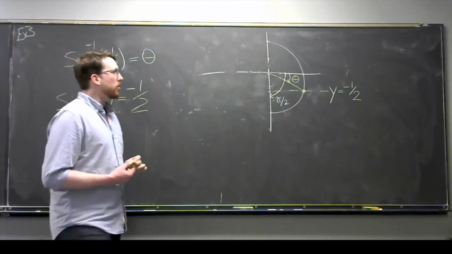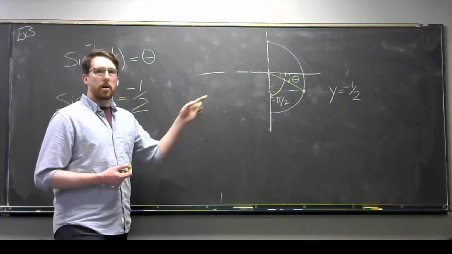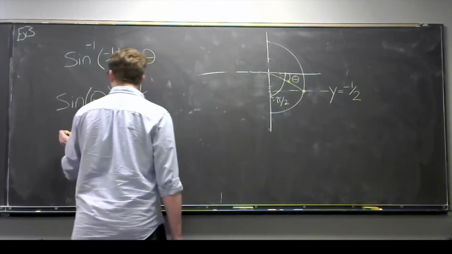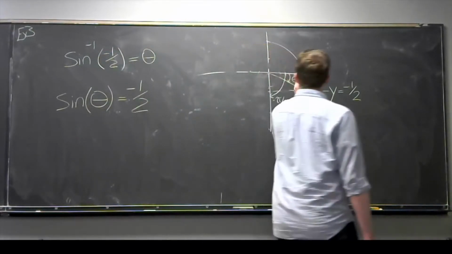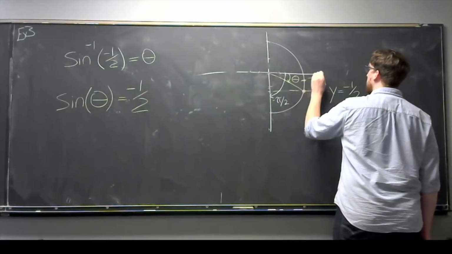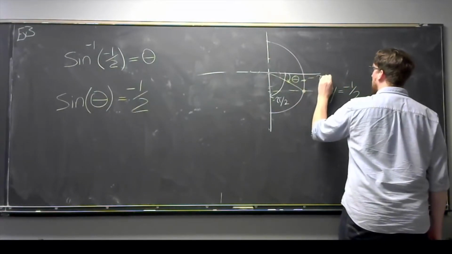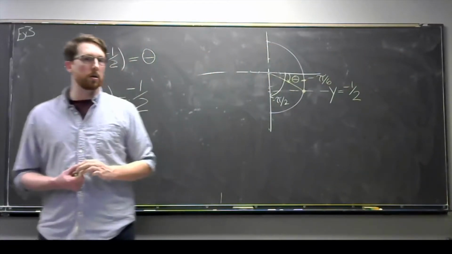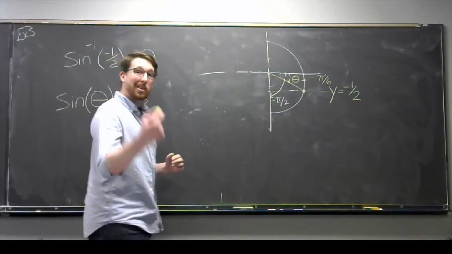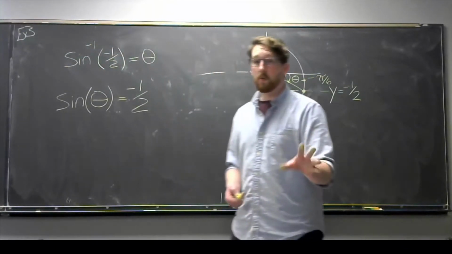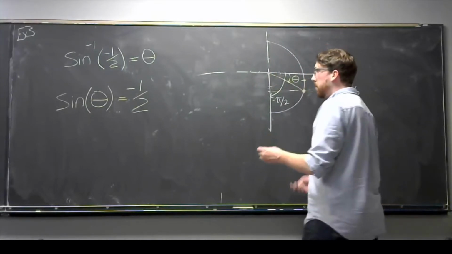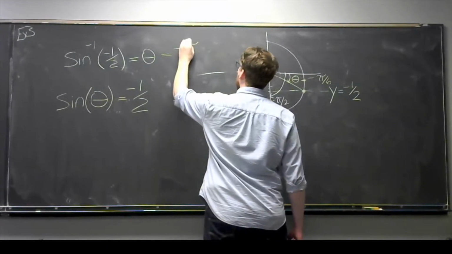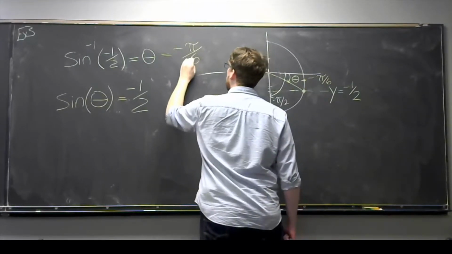So looking at our unit circle, we say, all right, well, I know what that is. This is the angle. Theta is equal to negative pi over 6. So the arc sine of negative 1/2 must be negative pi over 6.